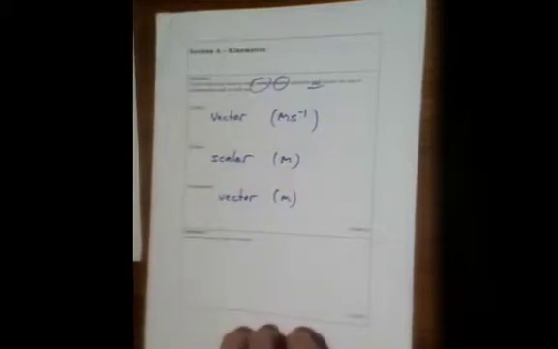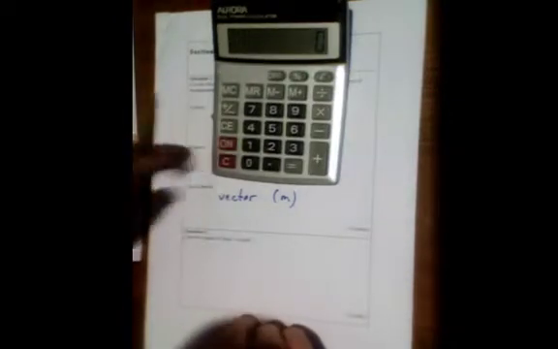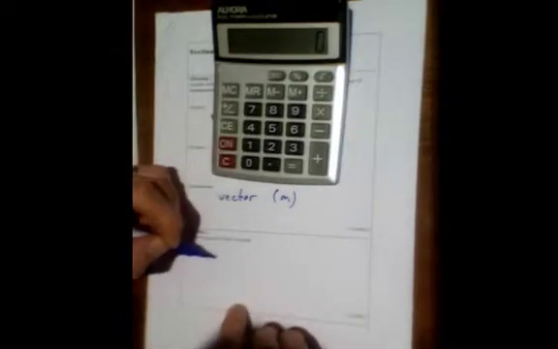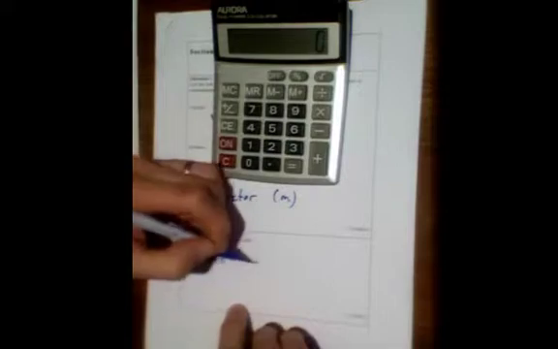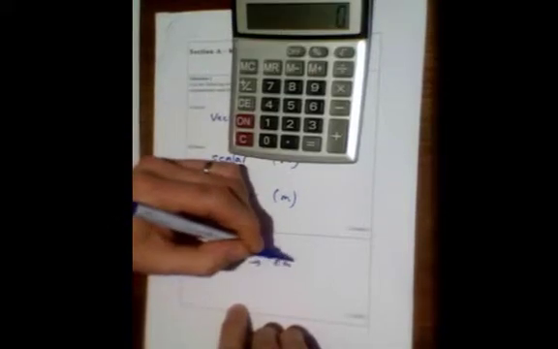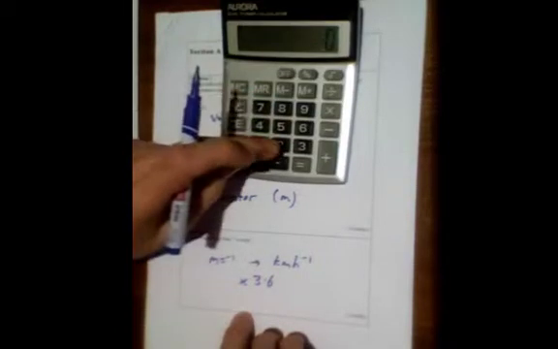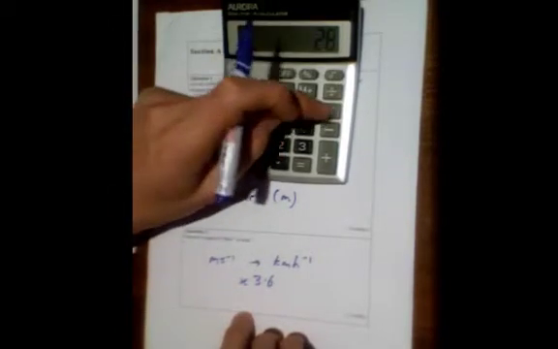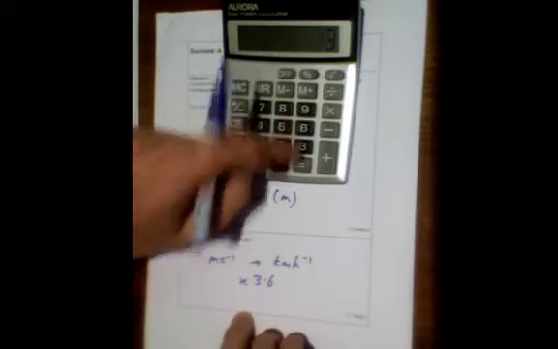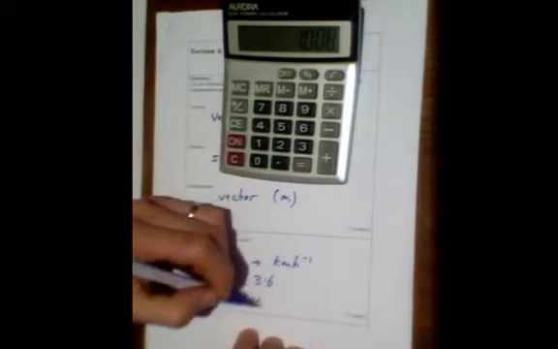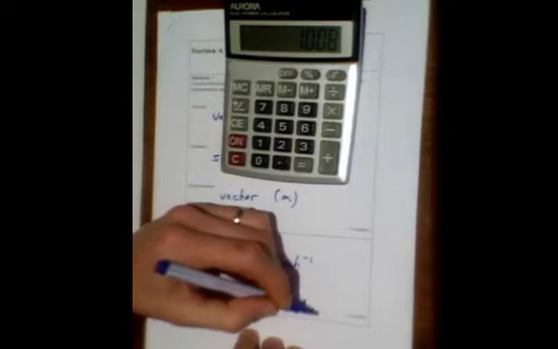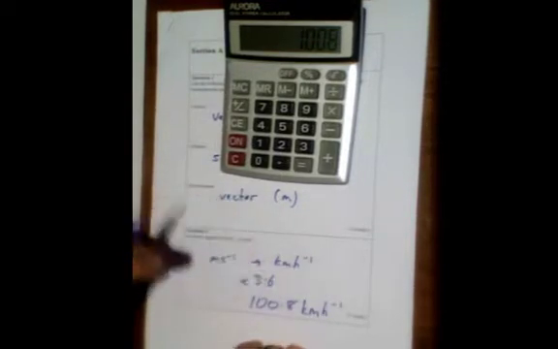Convert a speed of 28 meters per second to kilometers an hour. The conversion factor is 3.6 to get from meters per second to kilometers an hour. We multiply by 3.6, so that means we need to put 28 and multiply that by 3.6, gives us 100.8 kilometers an hour.